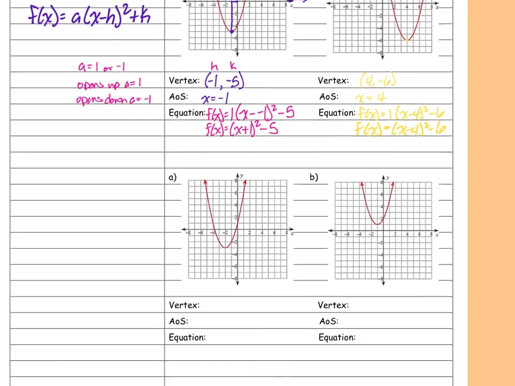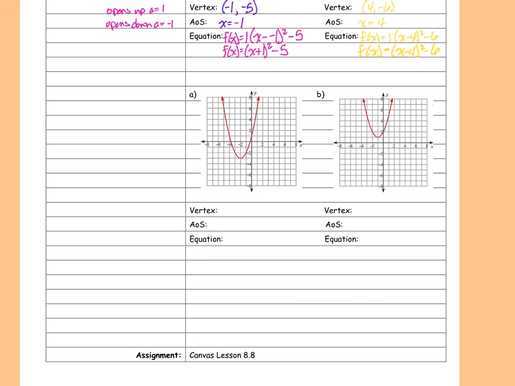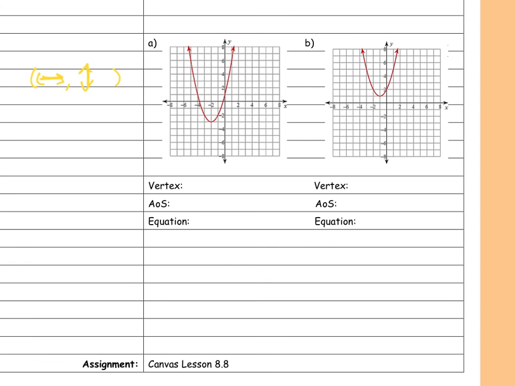Okay, now it's your guys' turn. Write the equation. Okay, so my vertex is here. It's -2, -3. My axis of symmetry is just x equals -2. And a is 1 because it's opening up. So f of x is going to equal 1 times x minus a -2 squared minus 3. And if I simplify that, it's f of x equals x plus 2 squared subtract 3.